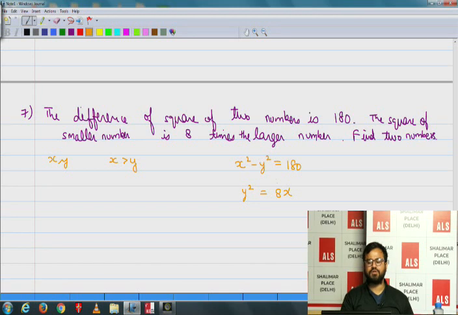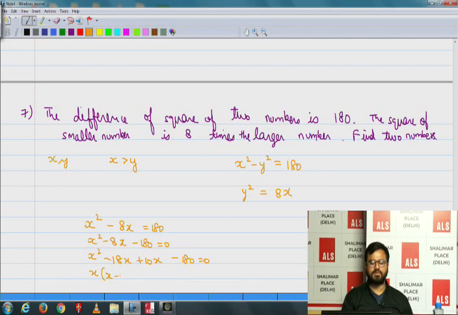What we can do is substitute 8x in the first equation in place of y square. So it will be x square minus 8x is equal to 180, and x square minus 8x minus 180 is equal to 0. Now we can factorize this by middle term splitting, since we want the product to be minus 180, and we can take it as 18 and 10. Since it is negative, we take minus 18x plus 10x minus 180 equal to 0.